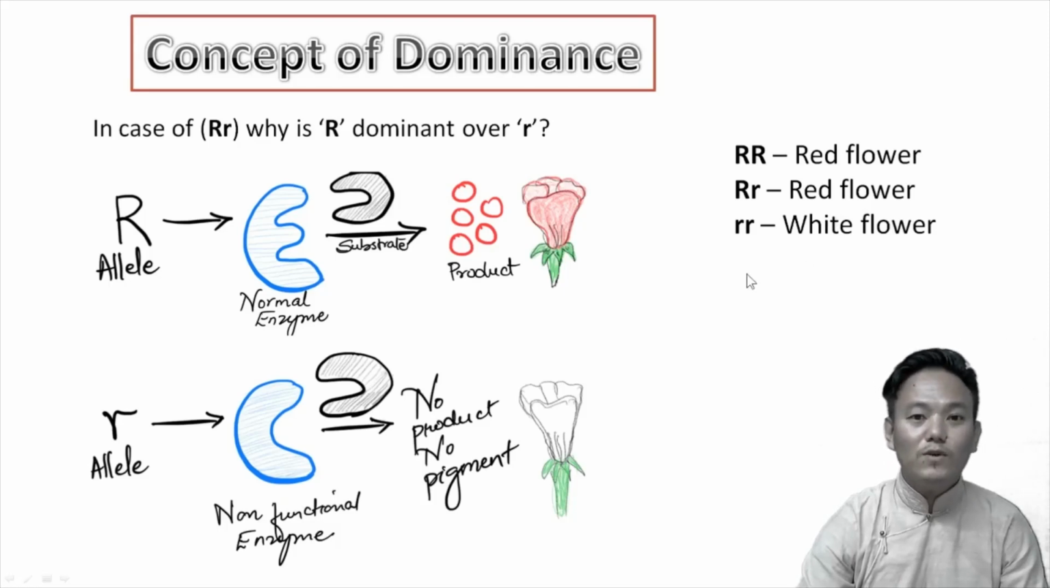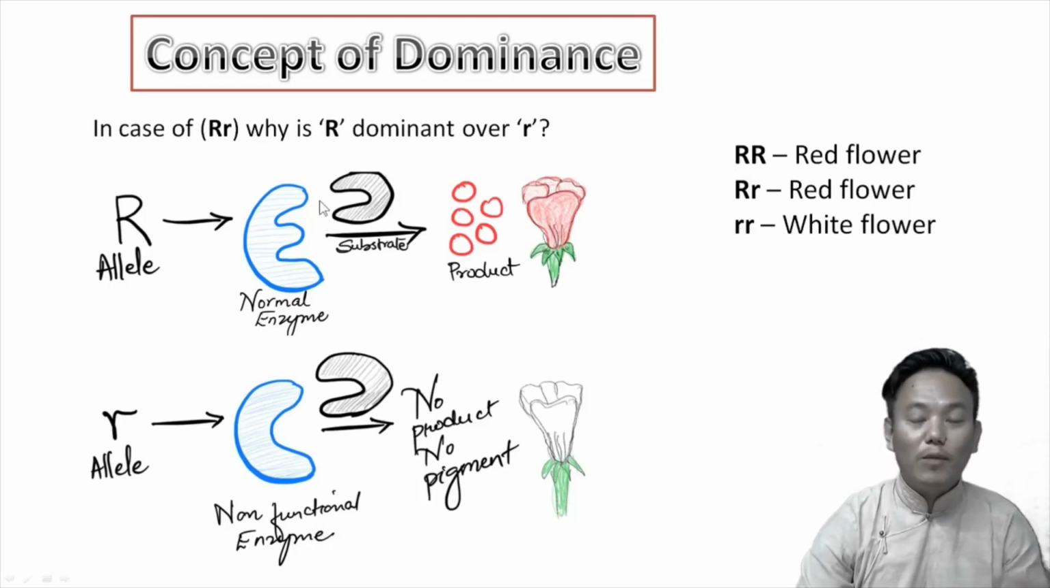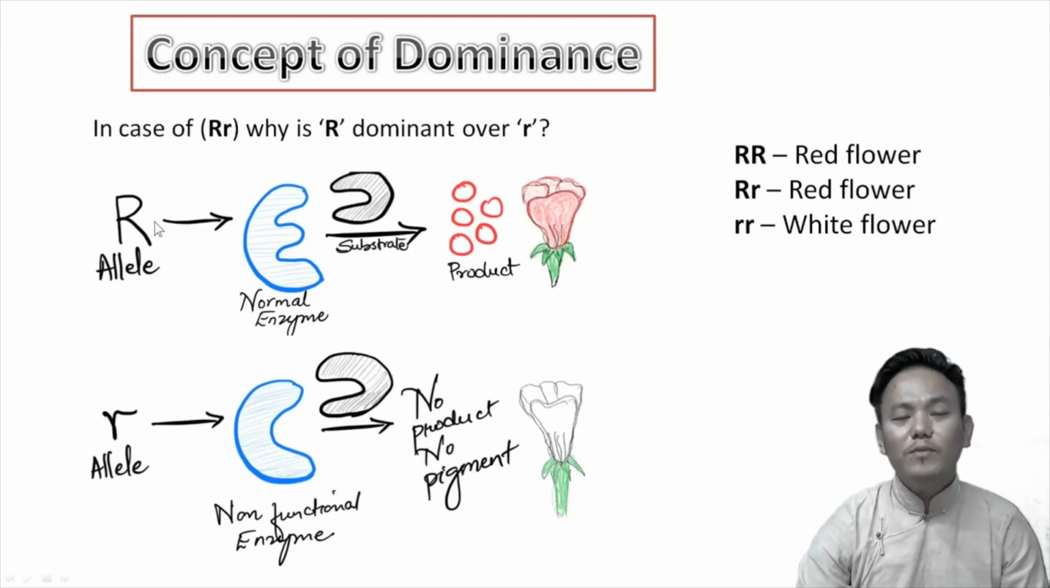So this is one way of explaining the concept of dominance. Why is one allele dominant over the other? This will become clearer when you study the molecular basis of inheritance in the next chapter.